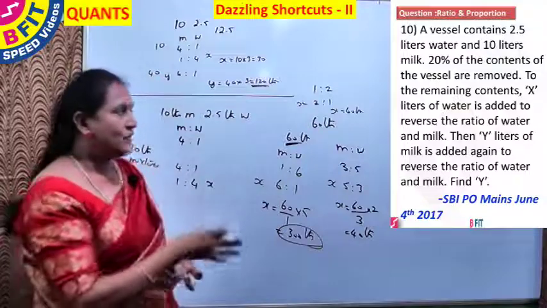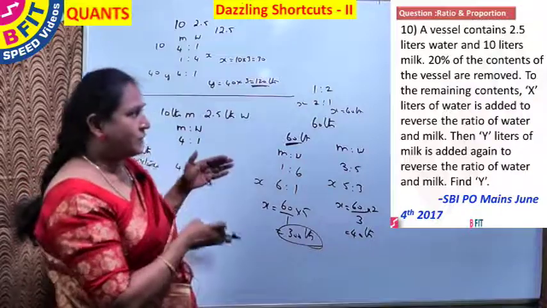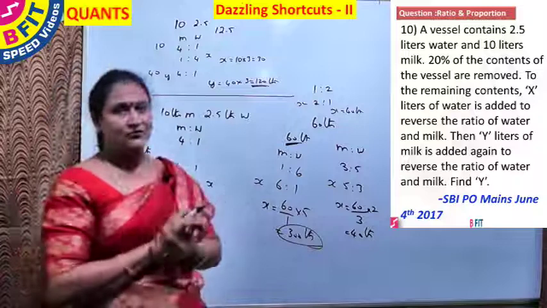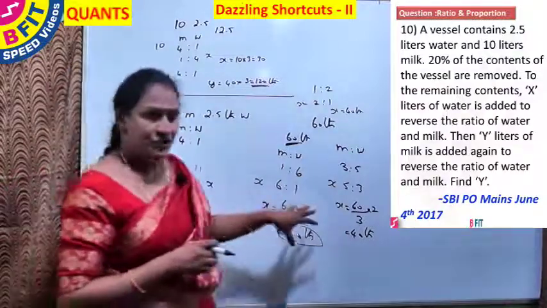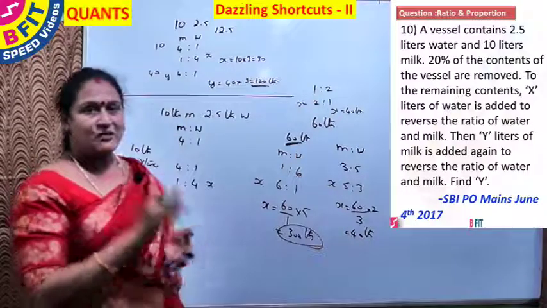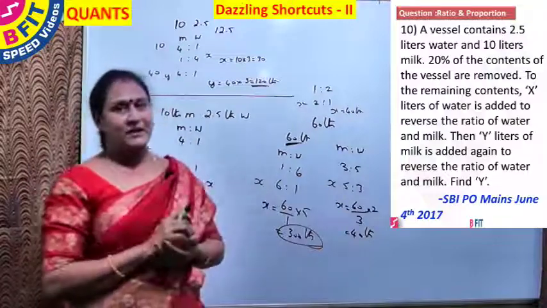So when you go by the working part, it is very time consuming and you have to form equations for these two additions and get the value for y. But instead, please note friends, with this shortcut you can directly get the value of x. Now I'll show you how to apply this shortcut in this question and get the answer immediately.